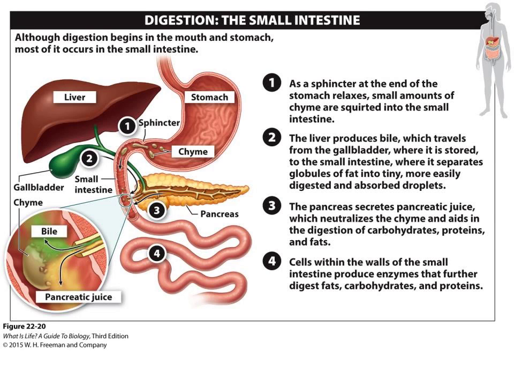Digestion only begins in the mouth and stomach. Most chemical digestion actually occurs in the small intestines, a long thin tube connected to the stomach. The small intestines is about 20 feet long.